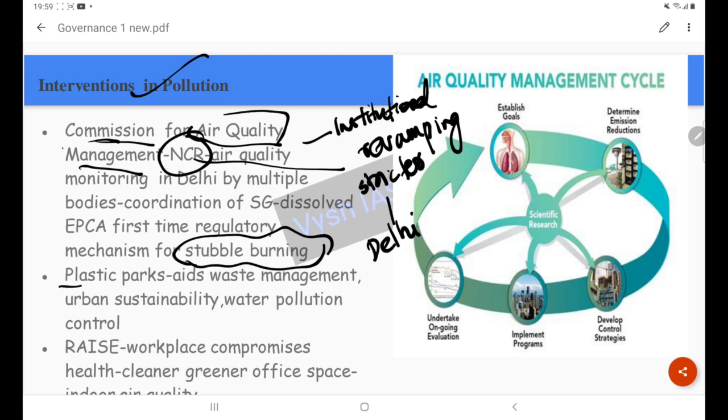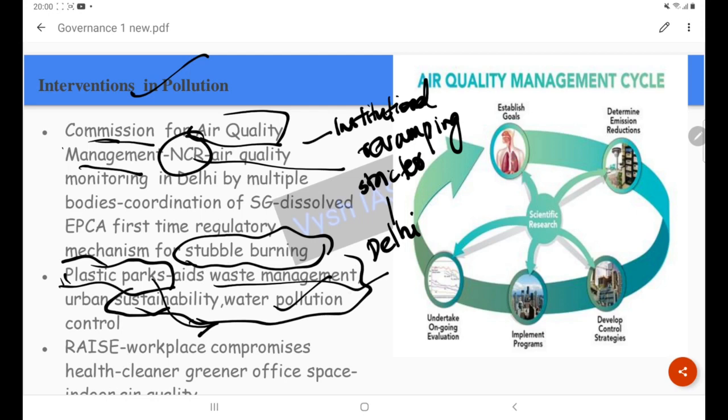Then next is a value addition point. This is like an example, that is why I put this point. Plastic parks. How can you link this to health? Actually, this is not directly linked with health, but you can link it. Why? Because these plastic parks aid waste management, urban sustainability, and water pollution control. So by these three things, you are indirectly ensuring urban health also. Okay, so you can use this.